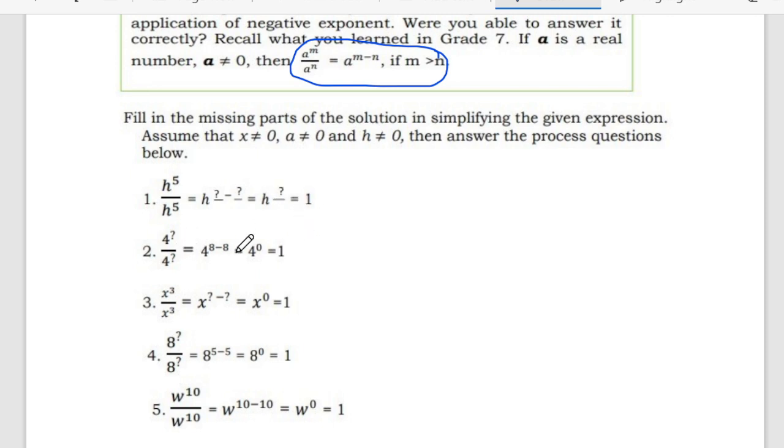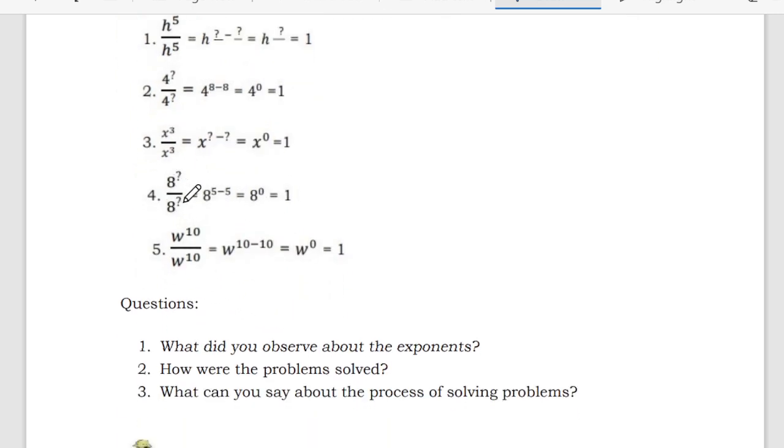Okay, next. What is this one? You just write it here. Another, you just write the value of m and the value of n, then subtract, that must be 0 and that is equal to 1. Again, what are the values here? What are the exponents of the 8? So what are the exponents of 8 here? Okay, base from here also.